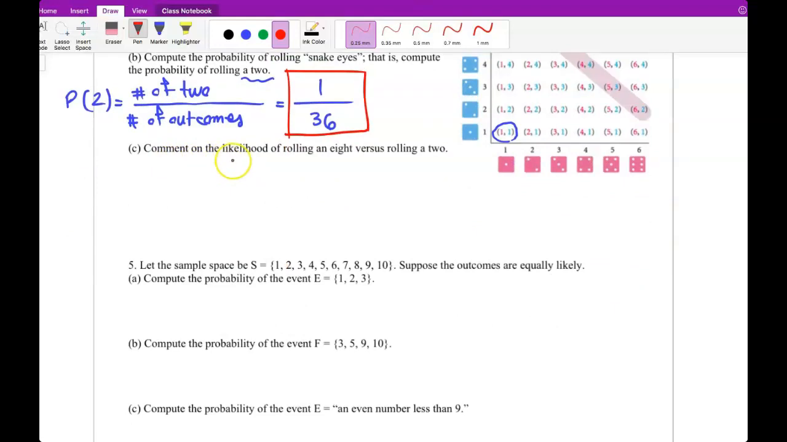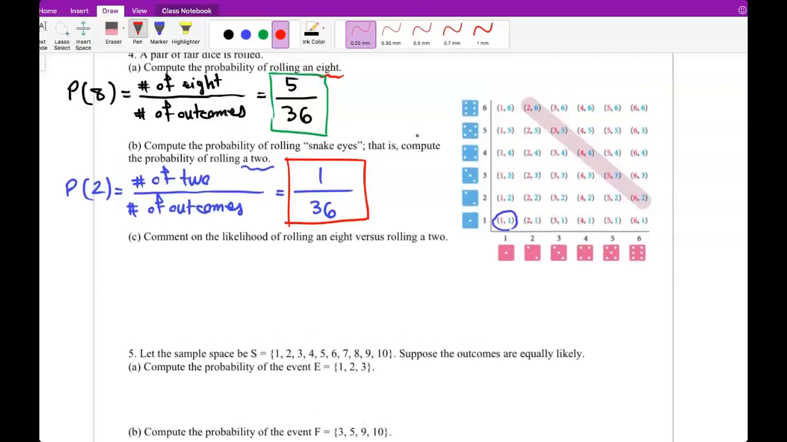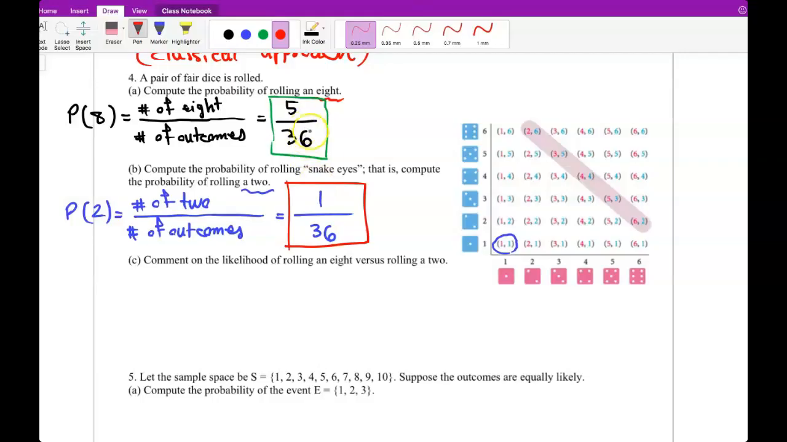Now part C, comment on the likelihood of rolling an 8 versus rolling a 2. Based on parts A and B, since the probability of 8 is 5 divided by 36 and the probability of 2 is 1 over 36, we can say that it is 5 times more likely to roll an 8. This is equal to 5 multiplied by 1 over 36, so that's why this is 5 times the probability of 2.